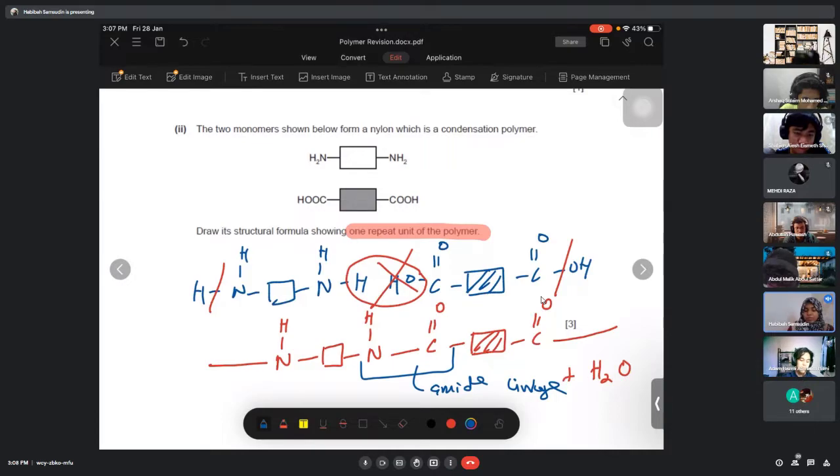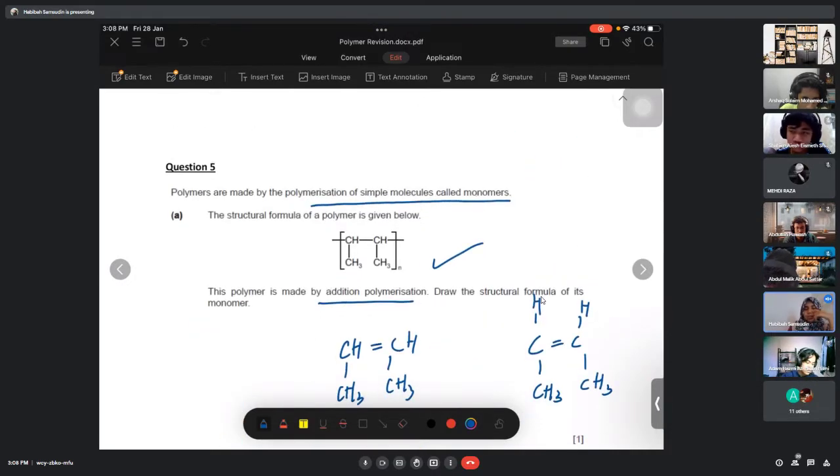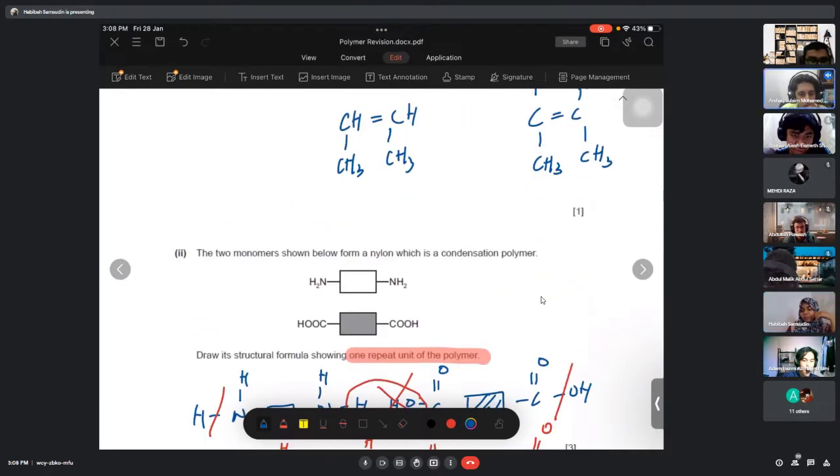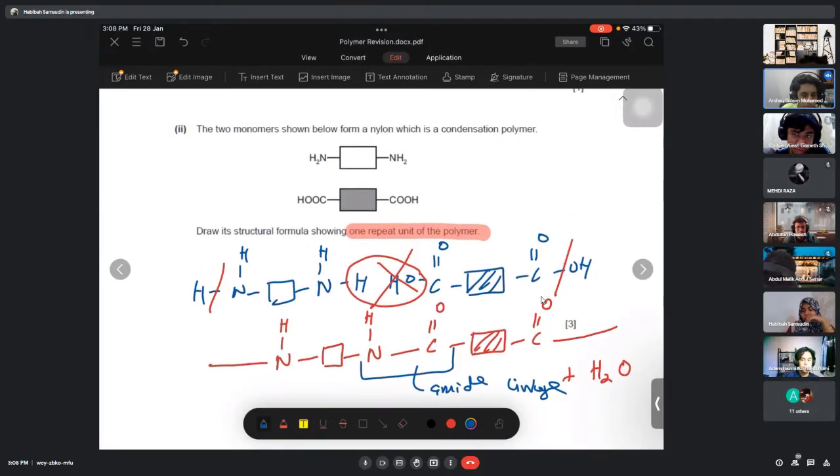Okay, any question for this? Teacher, the last OH and the last hydrogen, we remove it because it's for the continuing chain, right? Yes, for the other chain. Okay. Because in real life, there are more monomers coming. So we just don't show that.